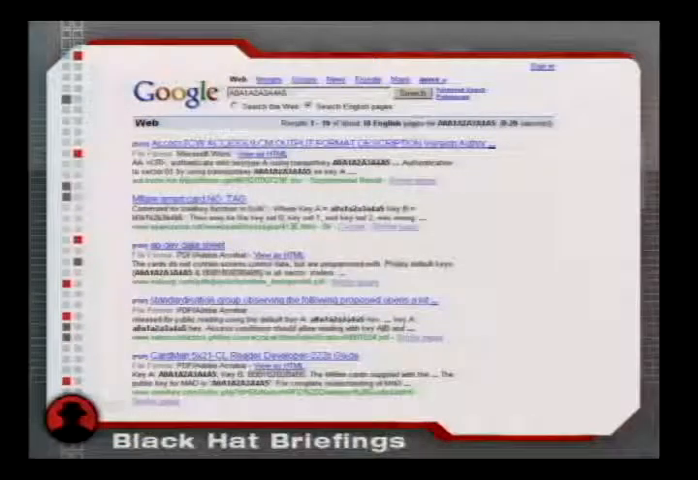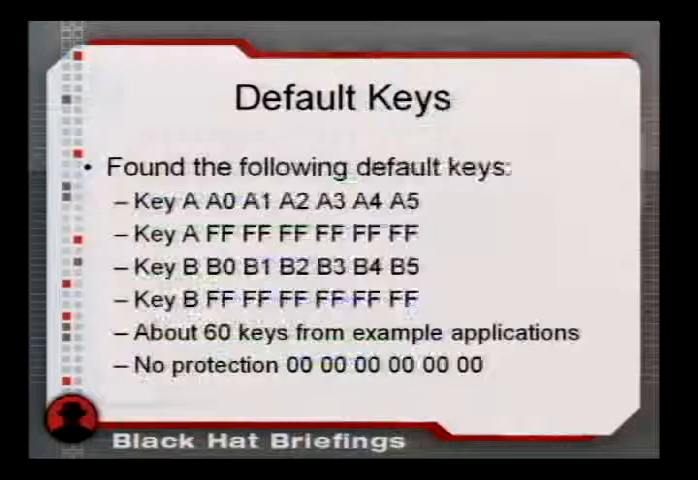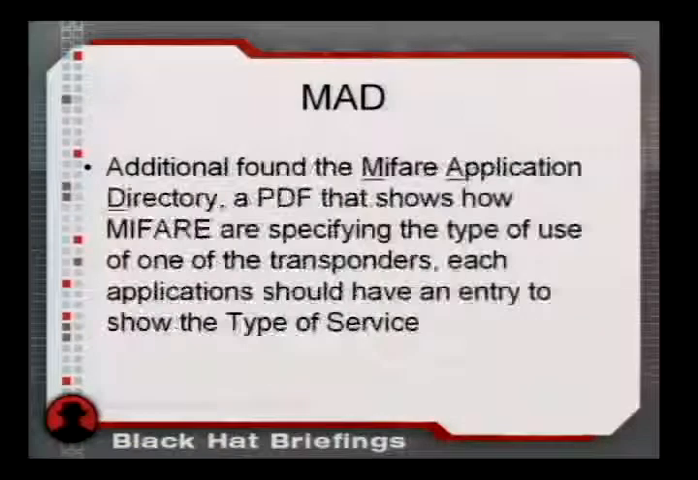Okay, we got some keys, we got some information. Oh, wait a minute, we also got the data sheets. And we got the default keys, more than 60 keys from example applications. Even without any type of protection, you can access with a zero key. So what will be the next step? Oh, there's a nice document. It's called MAD, and it is really mad. This is the MIFARE Application Directory.